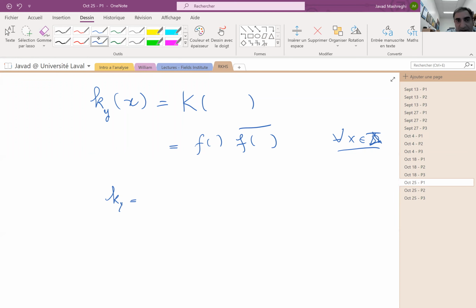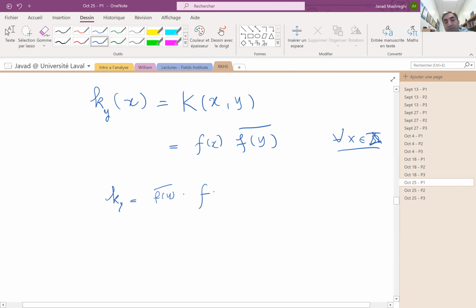My mistake is that k(x, y) has x here, y there. So it will be f(x) bar f(y), and x is the argument. So this identity can be written also as k_y as a function is equal to a constant times the function f. So it's just one function with different multiples.